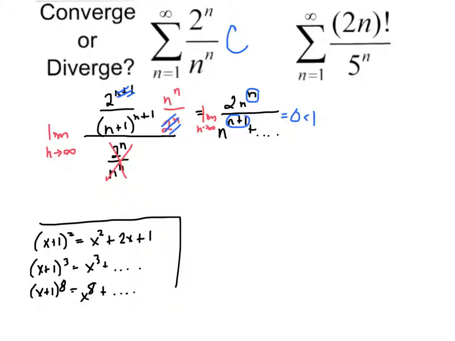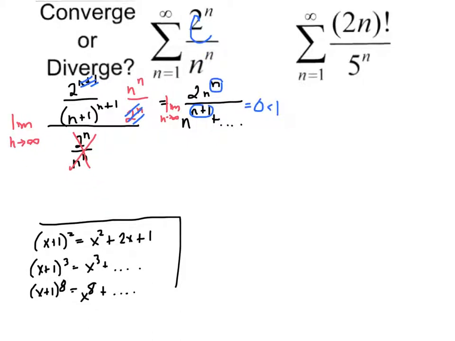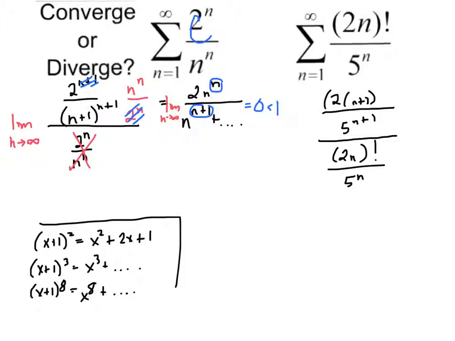Next, let's look at 2n factorial over 5 to the nth power. Now again, very often we use ratio tests when we see factorials. So again, I'm going to set this up. I'm going to have the original term on the bottom, 2n factorial over 5 to the n. Up here, I'm going to have 5 to the n plus 1. This is a little bit tricky now. You're going to have 2 times n plus 1 factorial. Okay, so 2 times n plus 1.